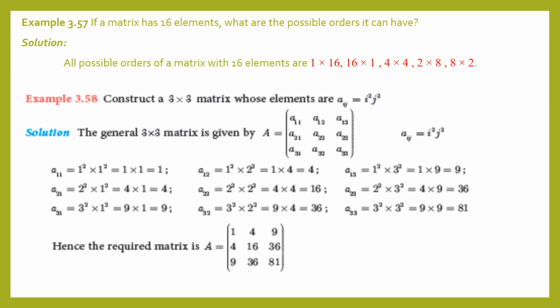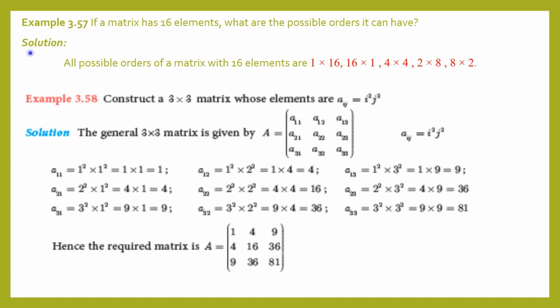Let us see some examples in this exercise. See this example 3.57. If a matrix has 16 elements, what are the possible orders it can have? We already know the number of elements in a matrix is the multiplication of the order, that is row number and column number. So we have to find the factors of this, that is which two numbers are multiplied to get the answer as 16.